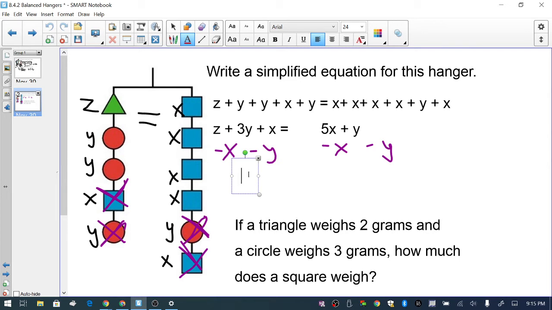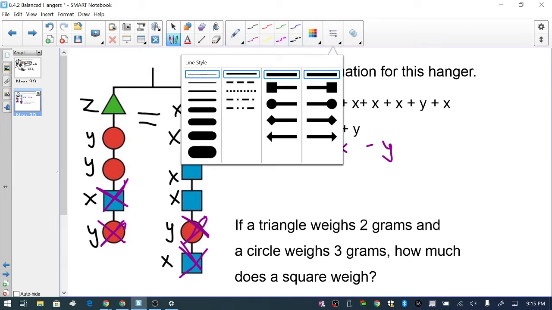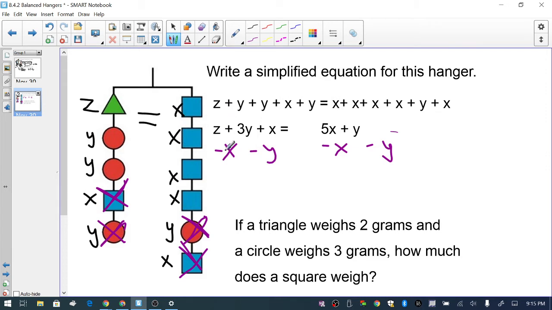So I'm just subtracting the x and the y. Let me show this a little bit better, actually. All right, so I'm subtracting an x. Here's a positive x. And when I subtract an x, x minus x equals 0 x's. 3y minus a y, that's going to equal 2 y's. So on the left-hand side of my equation, z plus 2y.